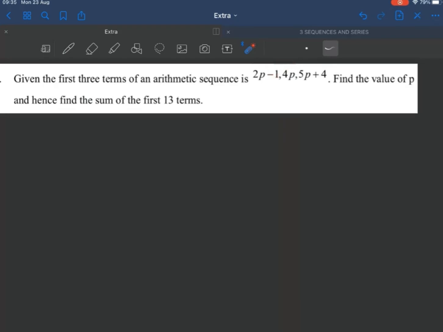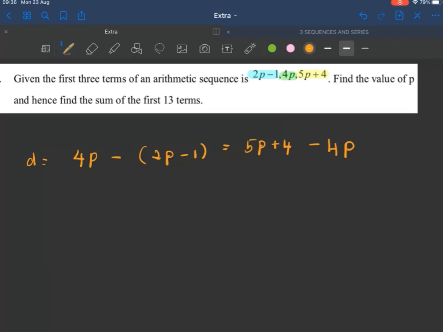Kita tahu common difference, the next term minus dengan the previous term akan sama dekat setiap sequence kita. So we know that the common difference for P minus 2P minus 1, ini ialah D kita. Ini ialah term yang pertama, ini term yang kedua, ini term yang ketiga. Sama juga kalau kita tolak 5P plus 4 minus dengan 4P, we will get the same common difference. Sebab tu kita boleh letak equal dekat situ. So then selesaikan, kamu akan dapat P kamu. Simple je soalan ni sebenarnya.